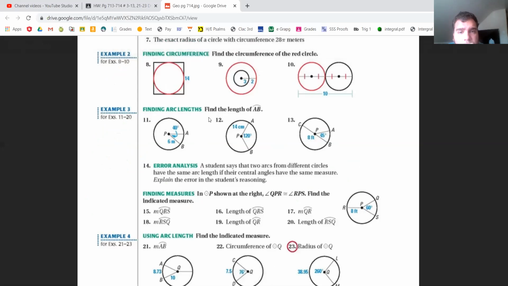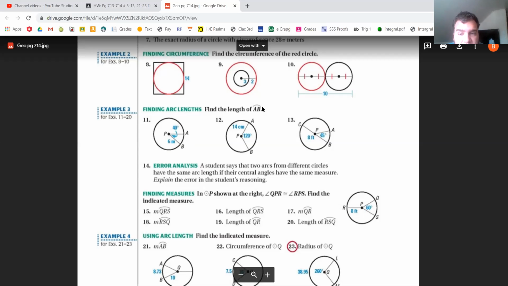All right, so let's go to 11 to 13. So let us take care of this. So what I want to do is number 11. Number 11, we're looking for an arc length here. We have the degrees is 40. This 6 meters is representing the radius, and AB. And because it says AB, not ABC, we're going to assume it's the small piece, not the large, huge piece.